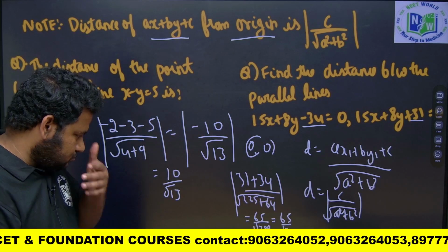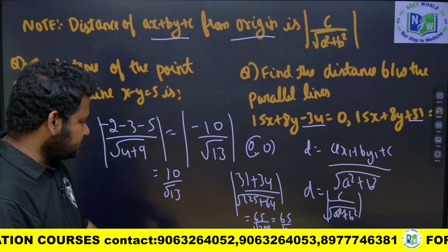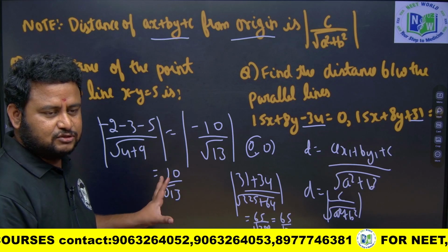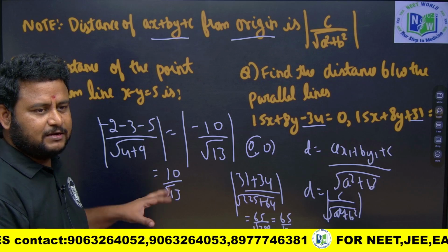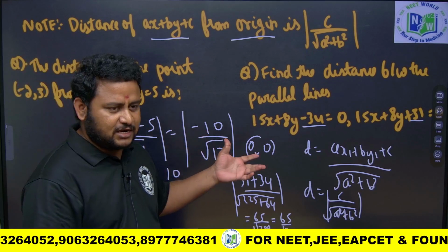That will be 3.8 something. Okay, you can leave it as it is. So the distance is 65 by 17. This is the answer to this question, friends. Very simple. The first concept we learned is distance of a point from a line. Next concept is distance between parallel lines.